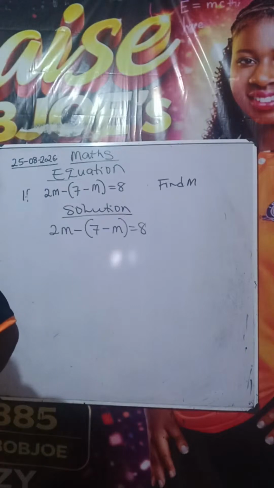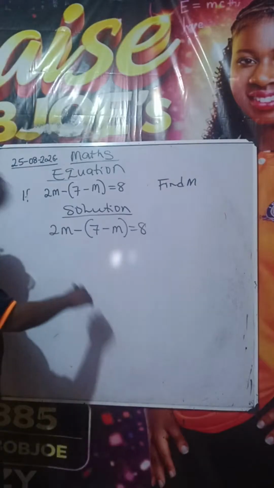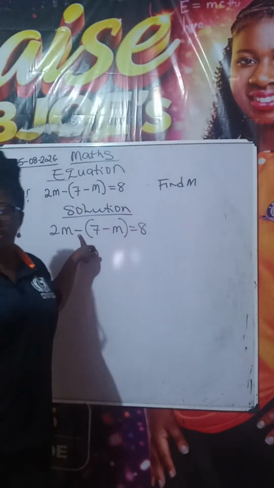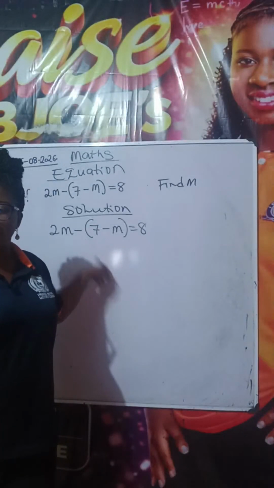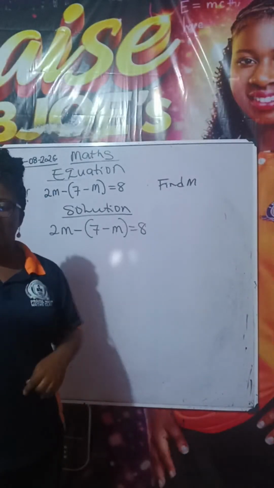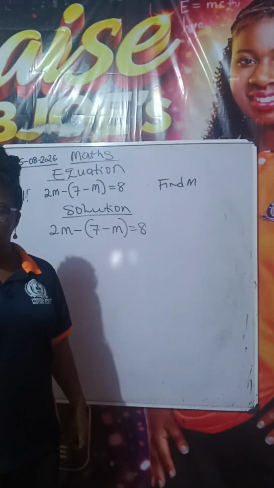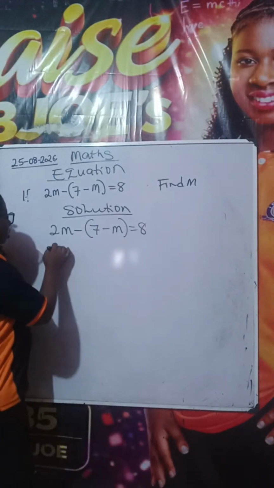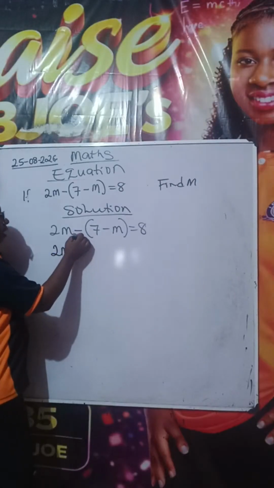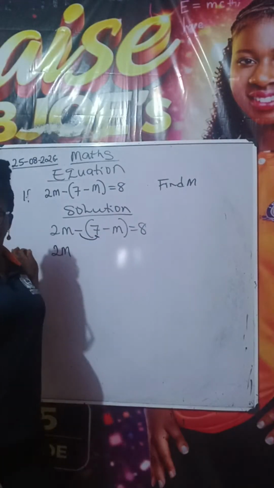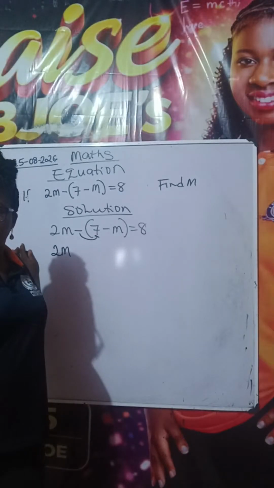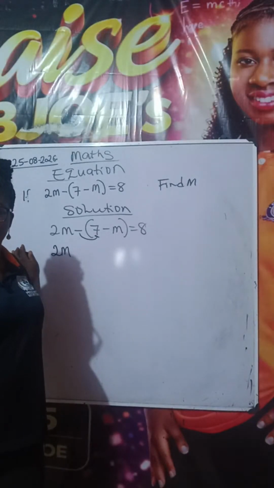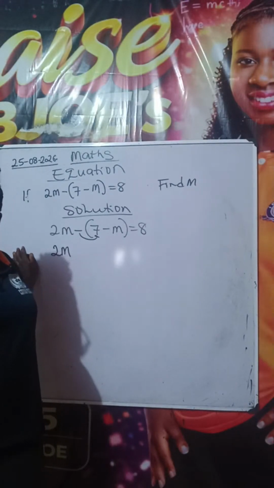Open the bracket. Okay. So we are going to open the bracket. When you look at this place, you see that there is no number. But I'm going to open the bracket with the minus sign. And that will be 2m, minus times 7 will give us minus 7.